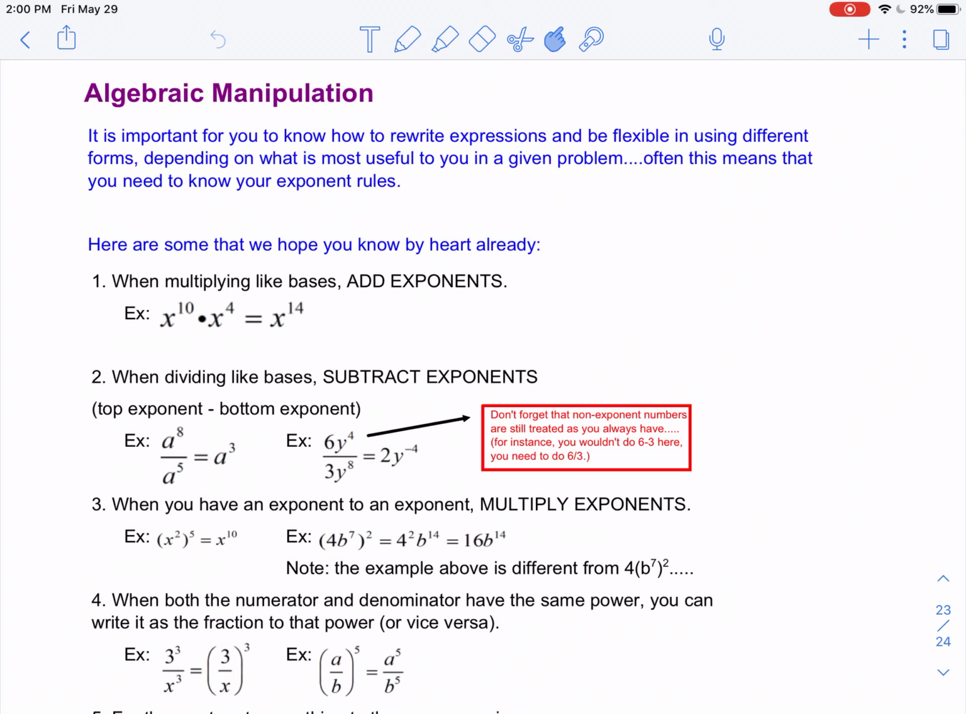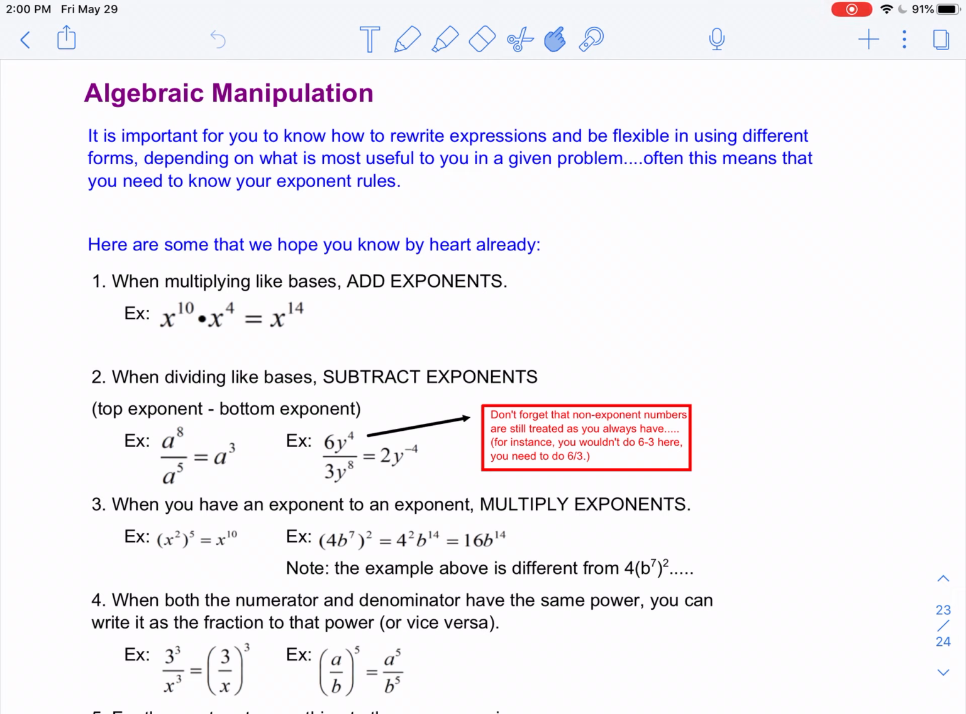All right, so this starter skill is called algebraic manipulation. During calculus, it's really important for you to know how to rewrite expressions and be flexible in using different forms depending on what's most useful to you in a given problem. And so a lot of times this means that you're going to need to know exponent rules.